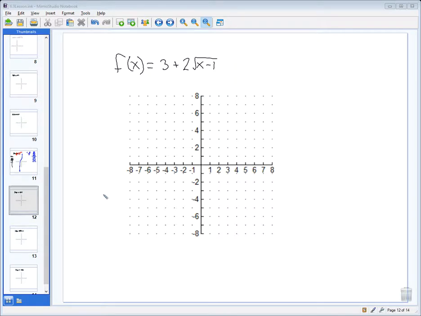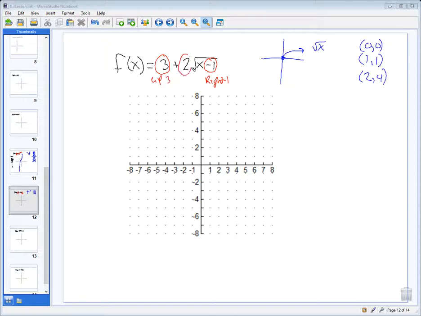Here's our next function. We've got 3 plus 2 times the square root of x minus 1. Notice this is a square root function, and the graph of our square root function looked like this, with key points of (0, 0), (1, 1), and (2, 4). If we're going to use key points and transformations, notice that this moves everything to the right 1 spot. This is your k value, which is normally over here, plus 3. This is going to move everything up 3 spots.